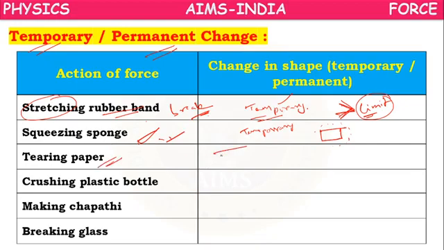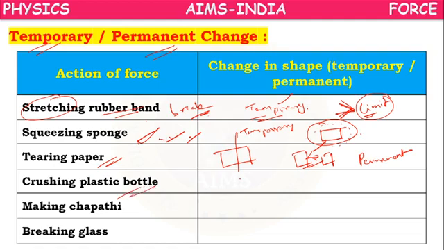Tearing paper. Suppose you have a paper and you tear it into two pieces. It's a permanent change. We cannot attach the two pieces together again without any external help. By themselves, they cannot be attached. Here, the sponge by itself can come back to its normal position, but the paper pieces by themselves cannot come back to the original position.